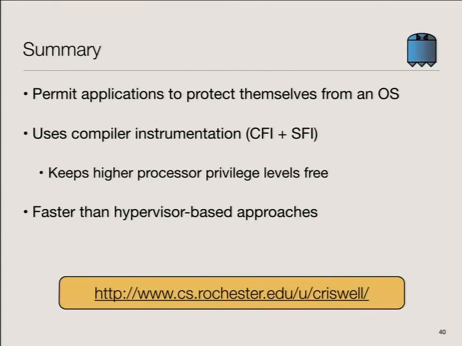So in summary, we built a system called Virtual Ghost, and Virtual Ghost permits applications to protect themselves from a commodity operating system kernel. It uses compiler techniques, namely control flow integrity and software fault isolation, and this keeps higher processor privilege levels free. So we don't need the processor to have VMM extensions. We don't have to use them, so they can be used for something else. And it turns out that by using compiler instrumentation, we are faster than current VMM-based approaches. With that, I'll take questions.